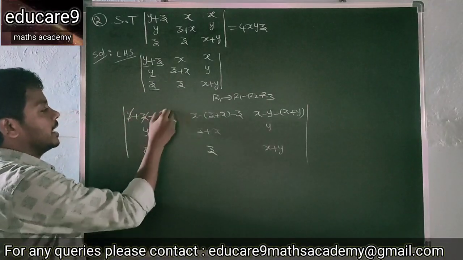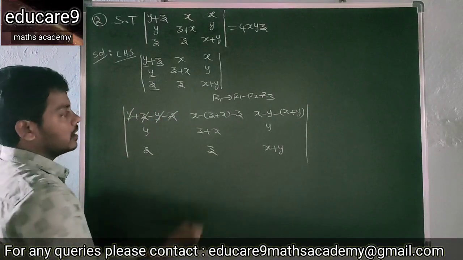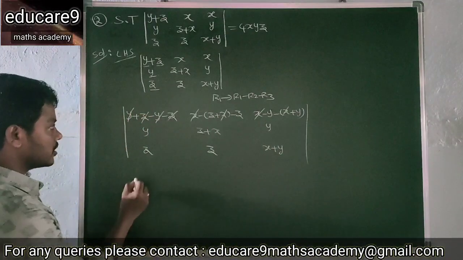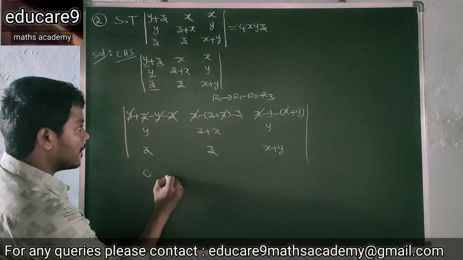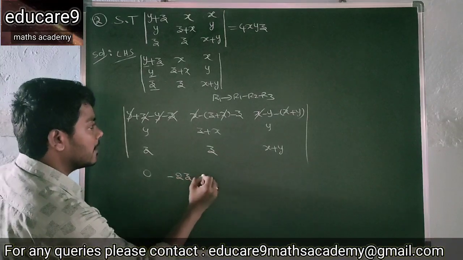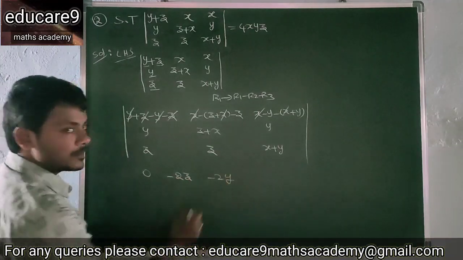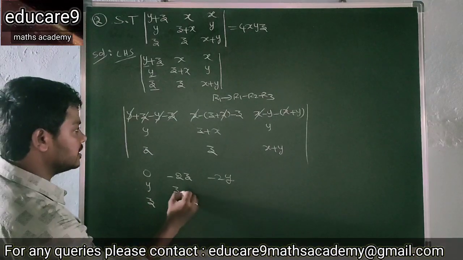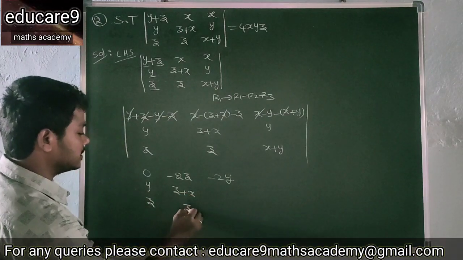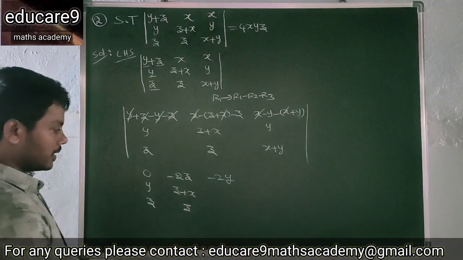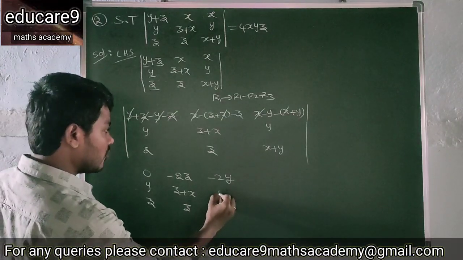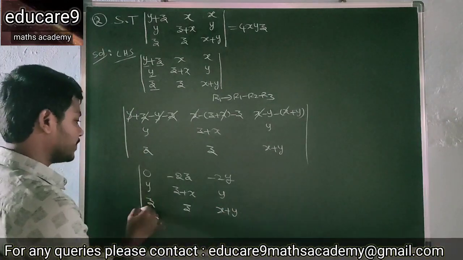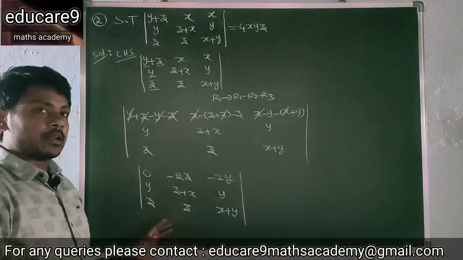So here both y and z get cancelled. Next here x gets cancelled, x gets cancelled. So clearly this is 0, minus 2z, minus 2y. Next here y, z plus x, z. Okay. Next one, y, x plus y, z. Now find the determinant of this.